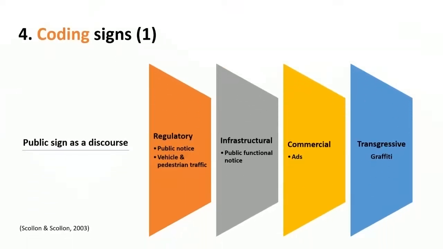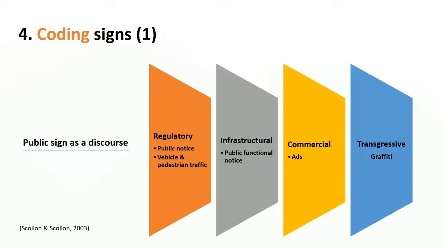The next step is coding signs, and we can follow several types of coding, but in this video, we will only present three of them. The first one, we can code the collected signs into regulatory, infrastructural, commercial, or transgressive, all of which follow Scollon and Scollon's discourse of public signs.